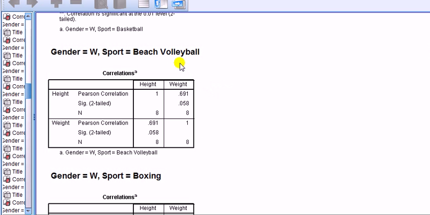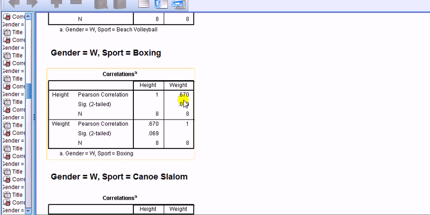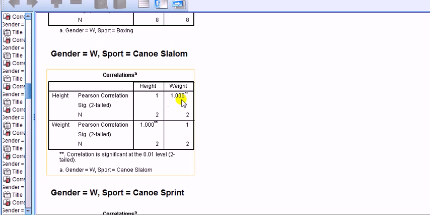But let's see. Beach volleyball 0.7. Boxing 0.67. Canoe slalom. Aha. Look, it says the relation between height and weight is perfect, 1. But can you actually trust that? Well, look, it's based on only 2 people. So there's only 2 ladies participating in canoe slalom. That figure can be dubious.